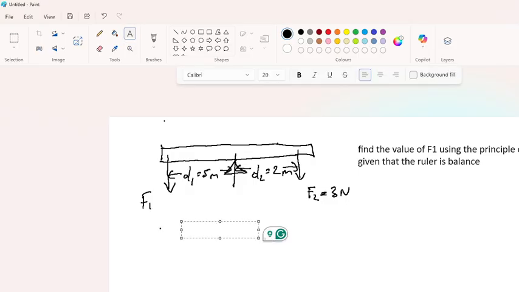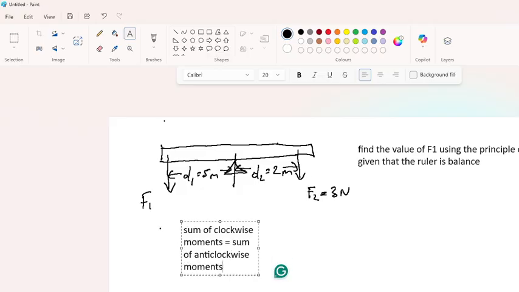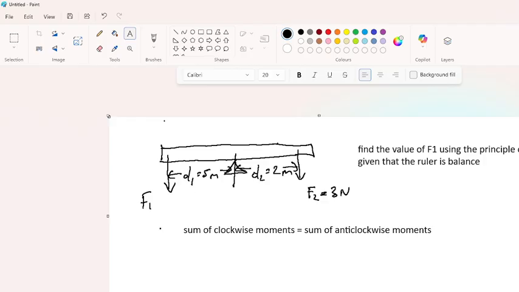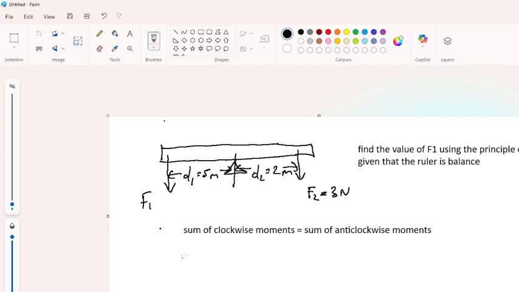Okay. So we're going to say sum of clockwise moments is equal to sum of anti-clockwise moments. In terms of symbols, I like to use the summation symbol. Sum of clockwise moments is equal to sum of anti-clockwise moments. Now, which one is going to be clockwise and which one is going to be anti-clockwise?